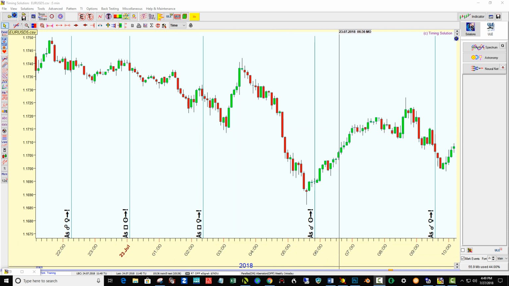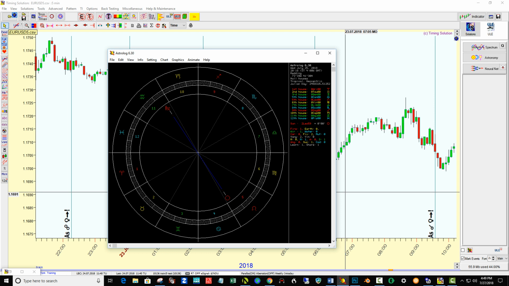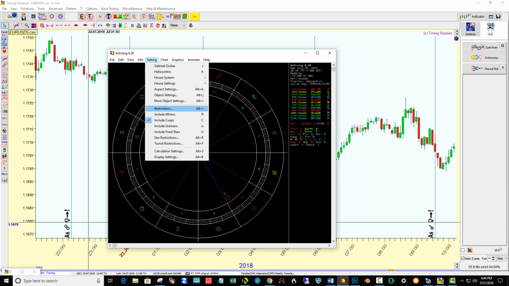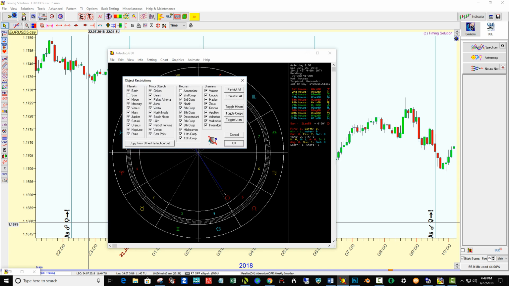Just to recap, as I put in the post, if you don't have Timing Solution or some other fancy software, go grab a copy of Astrolog. It's free and it's really easy. To set it up for what I've just done here, if we're going to do Venus and Sun, I go into Settings, Restrictions, first I restrict all, then uncheck Sun, Ascendant, and Venus.